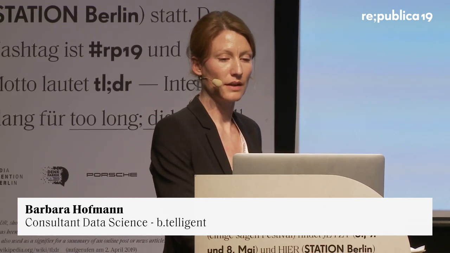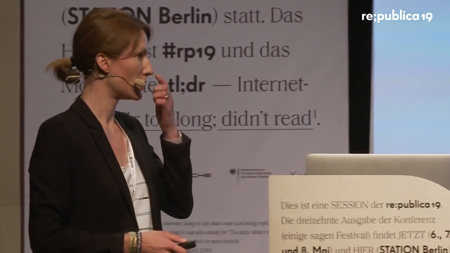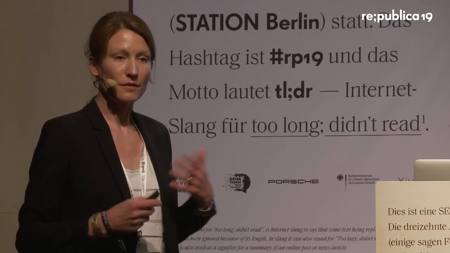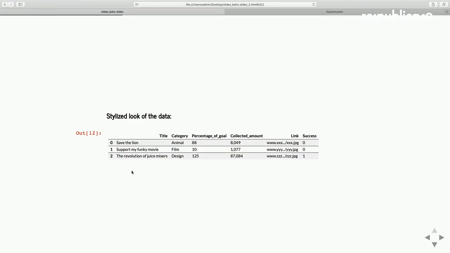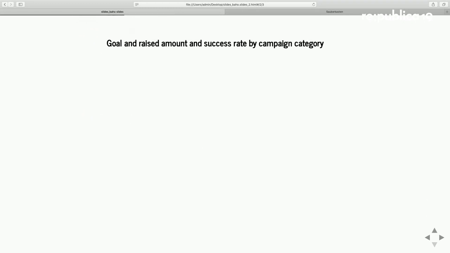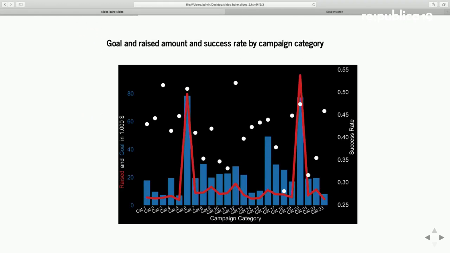So a stylized look of the data is the title. Here would be three examples, so you know that these campaigns would be different. For example, they could be trying to raise money to save an animal. And then I have in the data how much of what they wanted they indeed raised. What I do then is calculate a binary outcome, zero or one. Zero is it has not been successful, and one it was successful. So I have these different categories. Then I have how much percentage they raised, the collected amount, and a link to one image in the data.